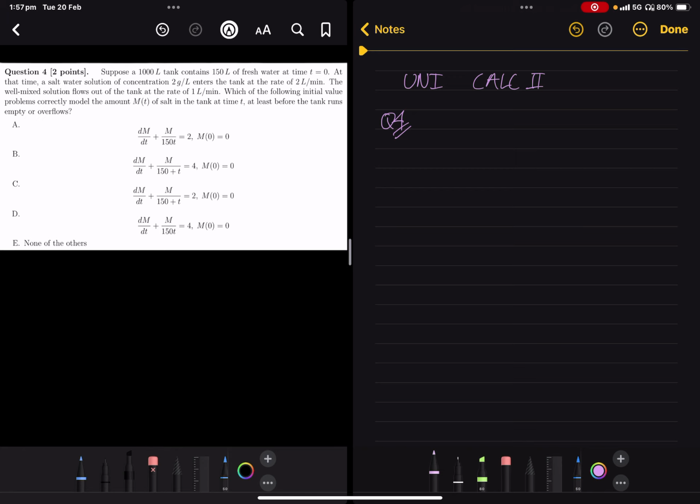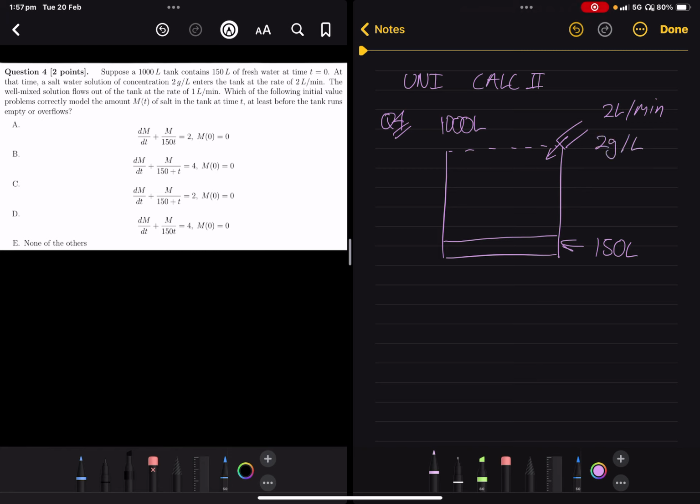Okay, so before the tank runs empty and overflows, we don't need to consider the boundaries, which is nice. So let's draw a diagram. We have a tank that looks like this. It has a theoretical maximum capacity of 1,000 litres. It currently contains 150 litres. Salt water is added up here at a rate of 2 litres per minute, and the concentration of salt is 2 grams per litre. So this is going to be analogous to something like 4 grams per minute. And this is fixed. It's just a fixed 4 grams per minute being added.